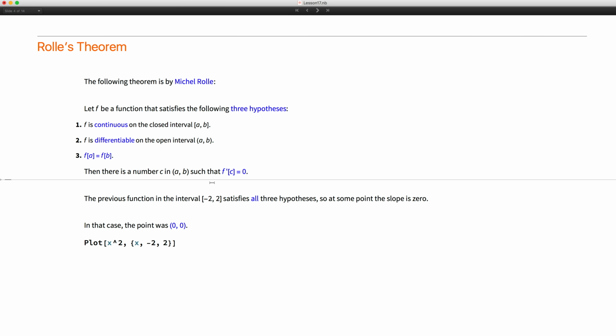So the previous function I talked about, in fact, satisfies all the three hypotheses. After all, you do have a continuous function, it's differentiable, and the values at both the endpoints are the same. So here's a plot which just confirms the theorem and says that the slope of this secant line is the same as the slope of that tangent over there, which is 0.